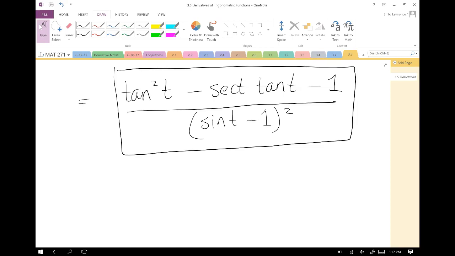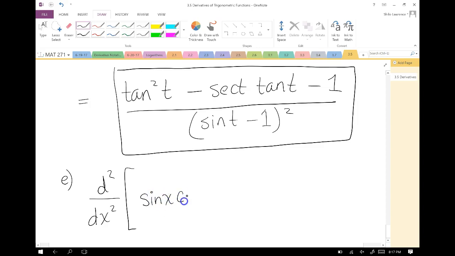And I want to look at one more. And this is one that is going to require us to do a higher order derivative. So let's find the second derivative of, let's see here. Let's find the second derivative for sine x times cosine x. The second derivative for sine x cosine x. So we're not done until we have applied all the rules twice.